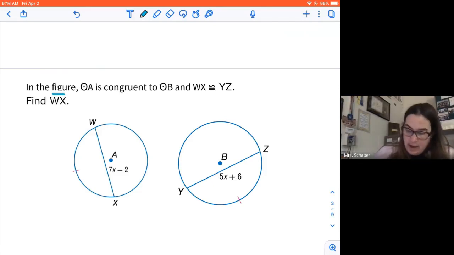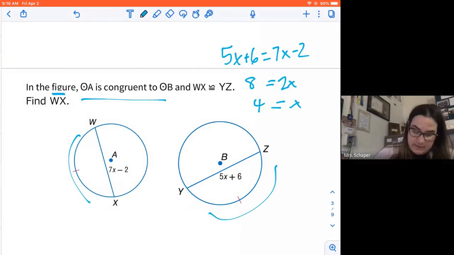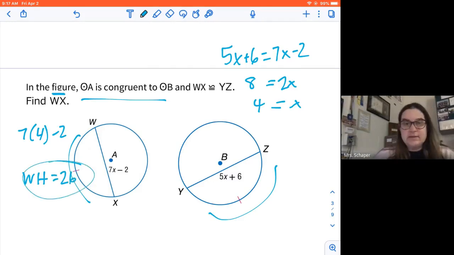There we go. And so what we can do then is say that 5x plus 6 is the same as 7x minus 2 because their arc lengths are congruent. The circles are congruent. So 2x equals 8, x equals 4. So 7 times 4 minus 2, WX is 26.